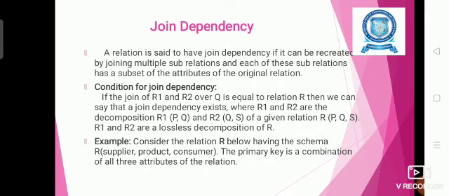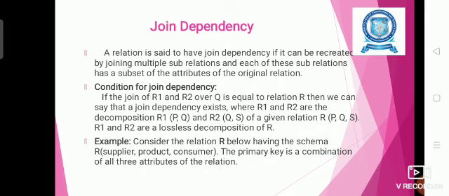A relation is said to have joint dependency if it can be recreated by joining multiple sub-relations, and each of these sub-relations has a subset of the attributes of the original relation. So joining means, when we join the sub-relations, if we can get the original relation, if we can retrieve all those attributes of the original relation, the dependency is preserved. So this is said to be the joint dependency of the relation.